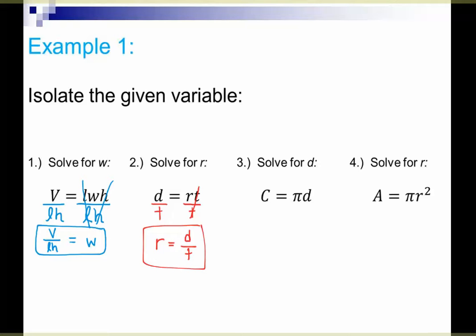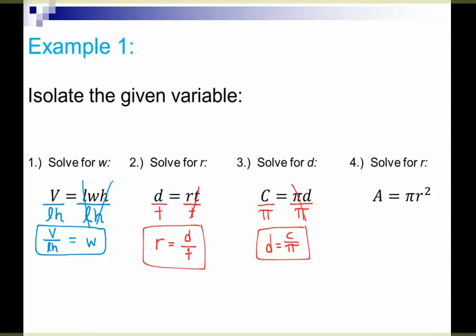Number 3, hopefully you recognize this one. Capital C equals pi times D. That's circumference equals pi times diameter. Now you want to get diameter by itself, so what did you do to both sides? You're going to divide by pi. This one will come in handy in your geometry class, but you use a lot of algebra while you're doing geometry. Notice your pi's cancel, and you get diameter equals circumference divided by pi. Very good.